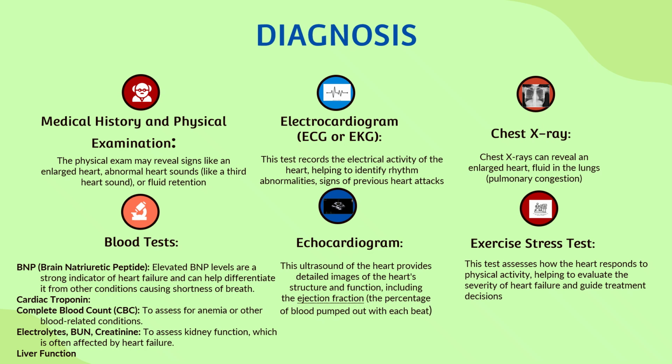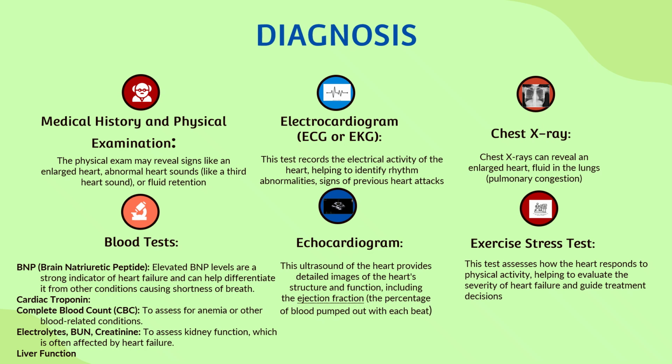How do you diagnose a heart failure? Number one is by the medical history and physical examination. Like if you see an enlarged heart or abnormal heart sounds like a third heart sound, S3, or fluid retention, whatever signs and symptoms you see. ECG can tell you if there is any arrhythmia that is the reason for this congestive heart failure. X-ray will show you an enlarged heart, cardiomegaly, and fluid in your lungs. That is some sort of pulmonary congestion.